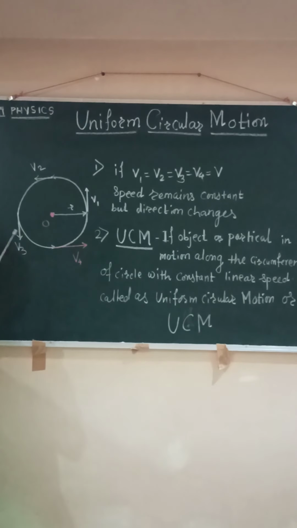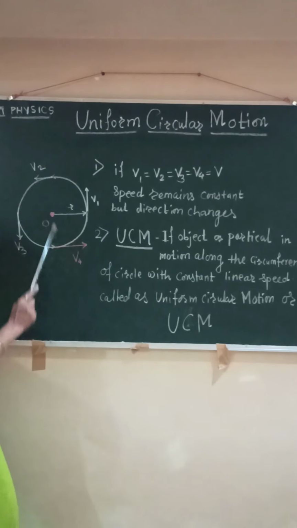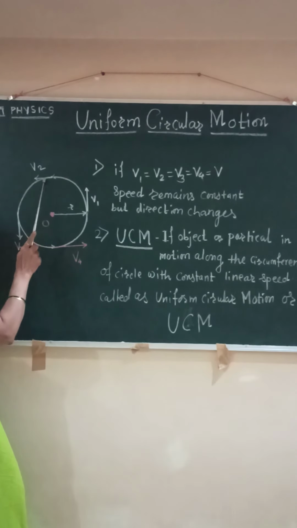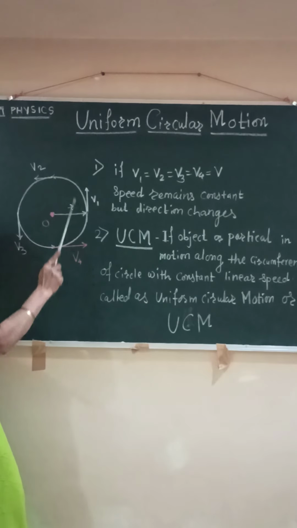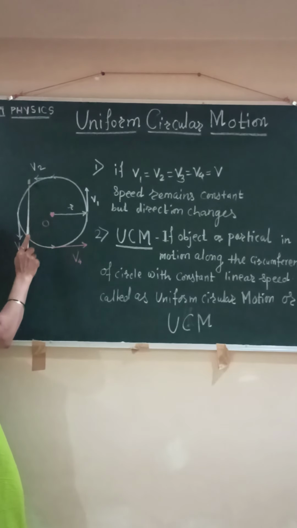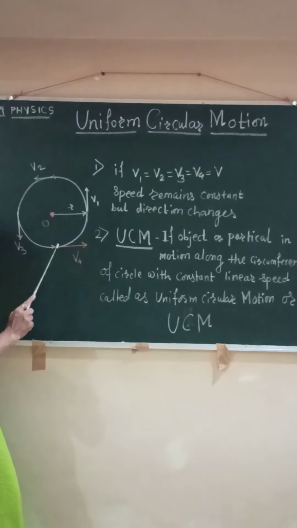When the particle moves along the circumference of a circle, we say it is in circular motion. But as we know, whenever the particle has to move along the circumference of a circle, it has to change its direction so many times. We can say it has to change its direction infinite times, because at each instant the velocity direction goes on changing.